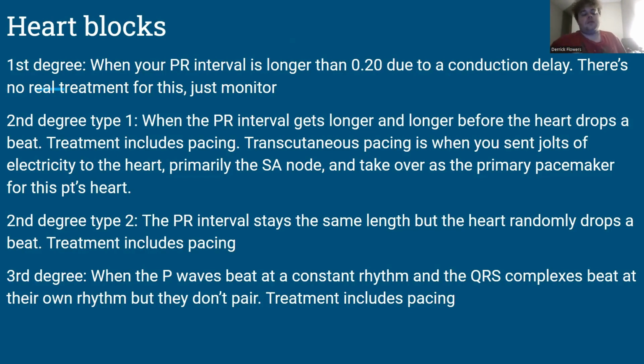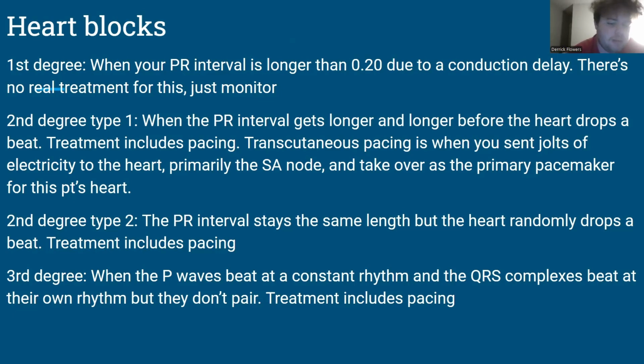Here we are. Second degree type 1 is when your PR interval gets longer and longer and then the beat drops, like your heart drops a beat. Treatment for this is transcutaneous pacing. It sends jolts of electricity to your heart, primarily the SA node, and takes over as primary pacemaker of the patient's heart, right? You're pacing for the patient.